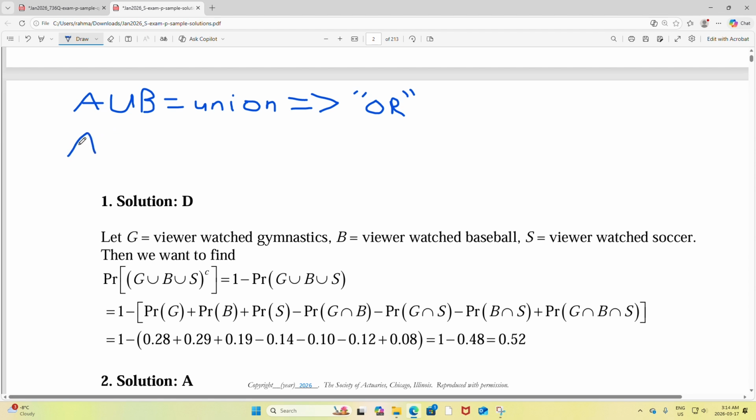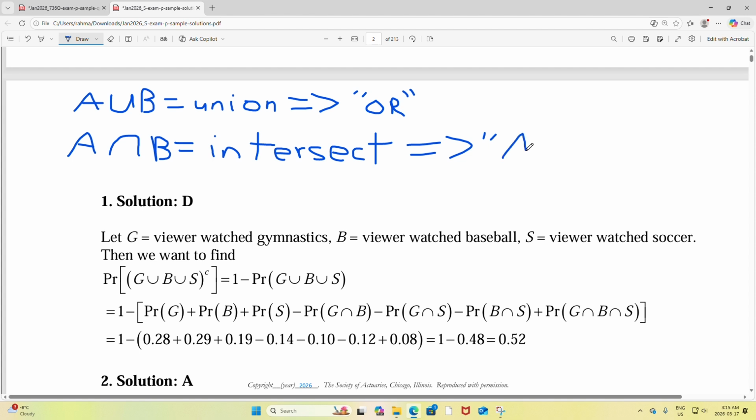Now, A intersect B. This essentially means and. So to be in this set, A intersect B rather, it just means we have to be in A and we also have to be in B.